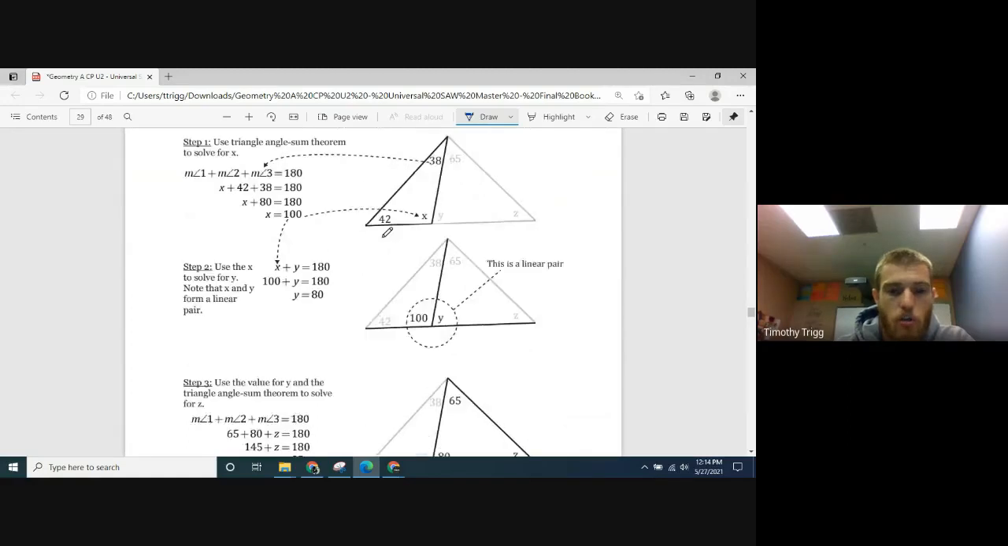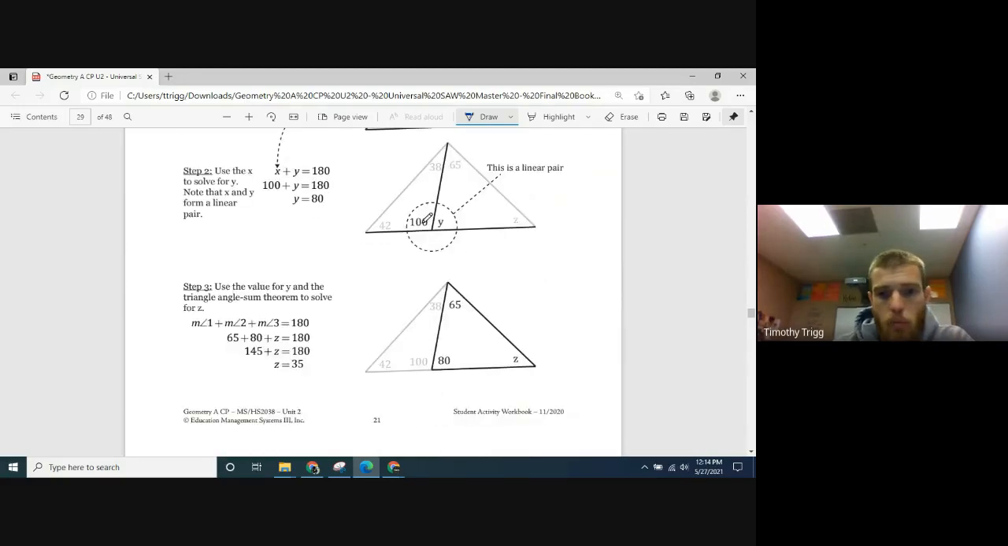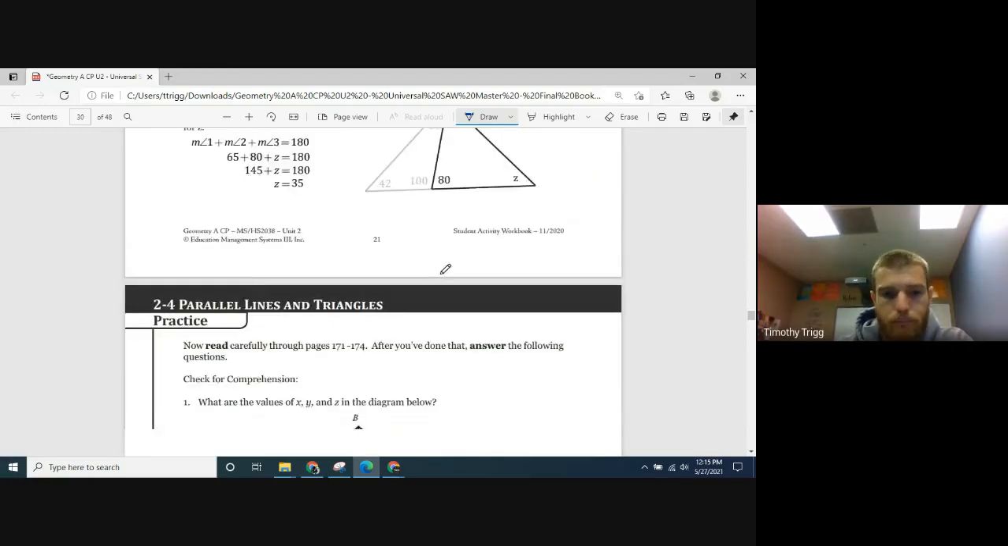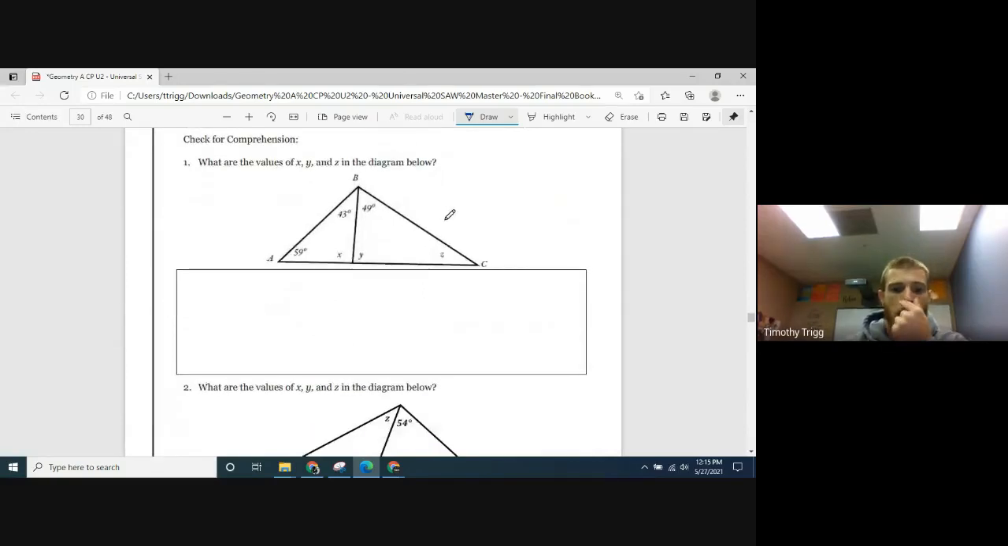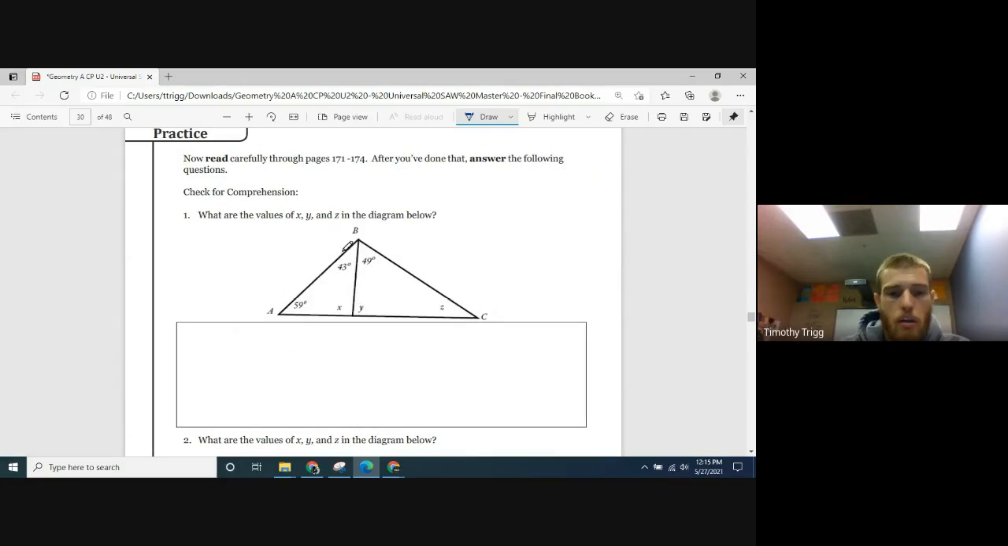Right? Here they showed kind of the same thing. We know 38 and 42, so we can find x. X is 100. 100 and y form a linear pair, so that means this one must be 80. And 65 and 80, so we could find z is 35. Based on that example, let's see if we can work this one out here.